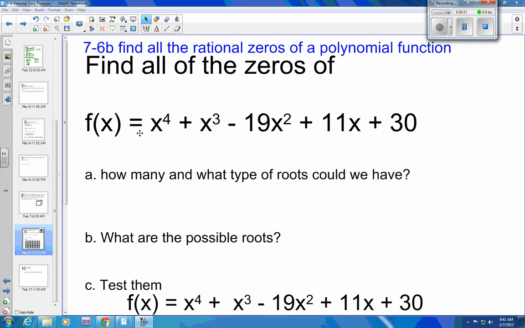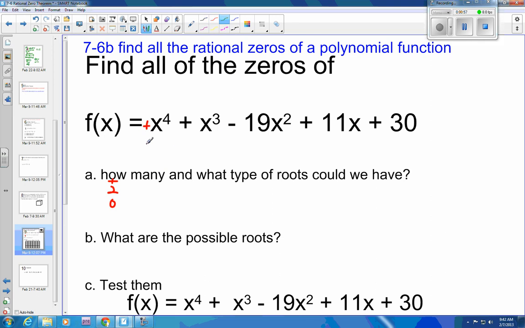So we want to find all of the zeros of this big, ugly function. The first thing we want to do is use our rational zero theorem and find all the different possibilities, and use Descartes to figure out which types we could possibly have. So I can start with Descartes. Let me grab red. This is a positive to a negative. There's 1, to a positive is 2. So we could have 2 or 0 positive reals.